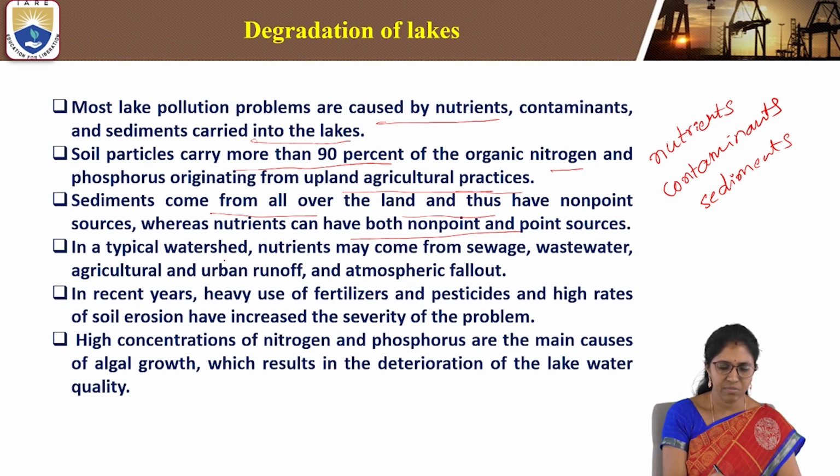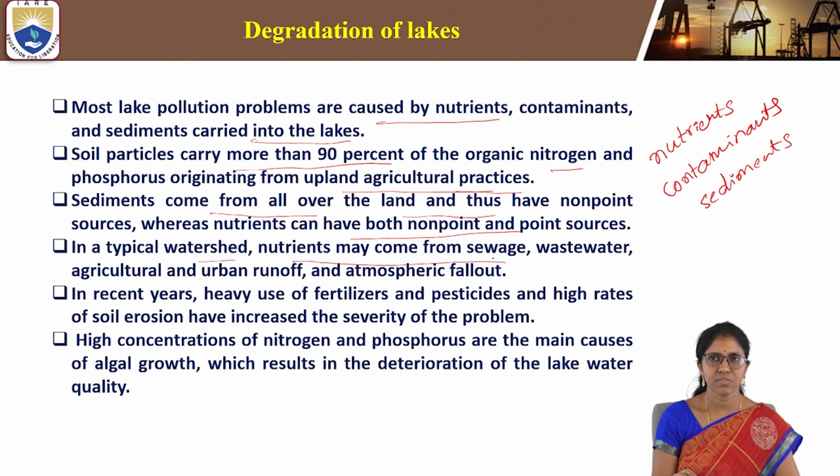In a typical watershed, nutrients may come from sewage, wastewater, municipal water, agriculture, urban runoff and also atmospheric fallout.